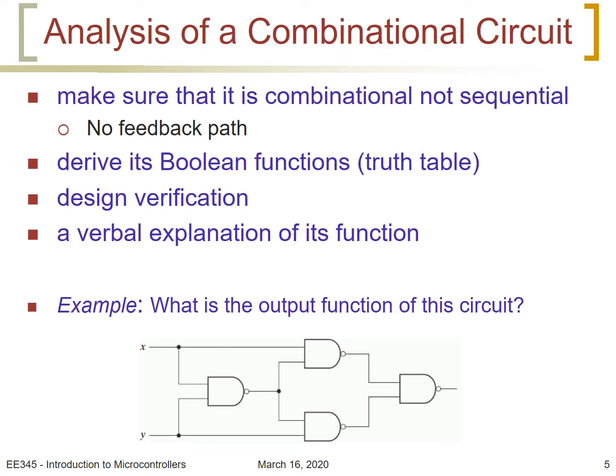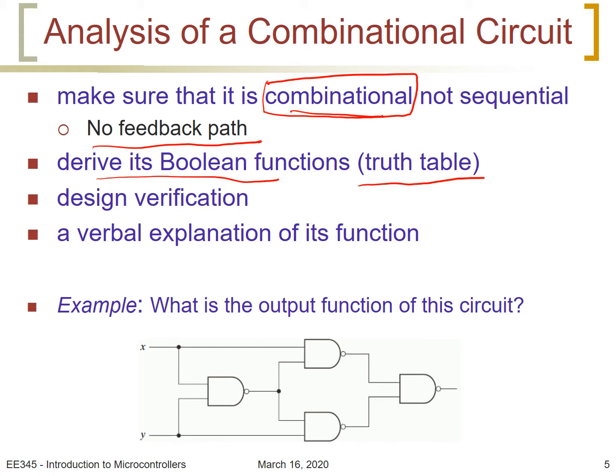Before we design a combinational circuit, first we talk about the analysis of the circuit. Again, before we start analyzing the circuit, we have to make sure that it is combinational rather than sequential. Combinational means it has no feedback path. In order to analyze the circuit, we either derive the Boolean function or write down the truth table of the circuit. Why do we do analysis? We use analysis as one way to verify the design of a circuit, or we can provide a verbal explanation of the function of the circuit after we find out the Boolean functions.